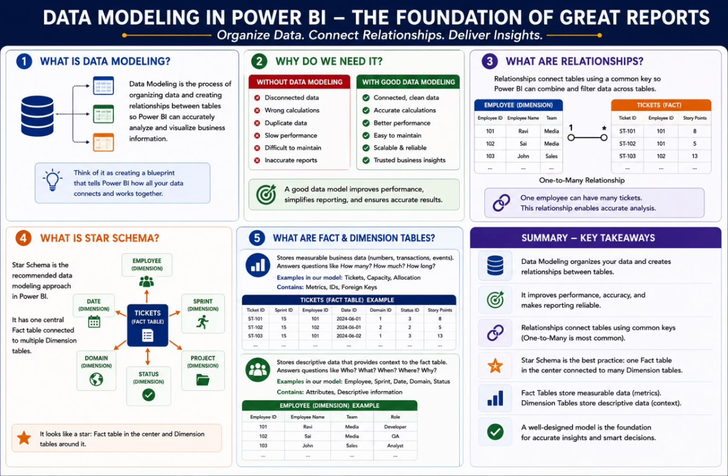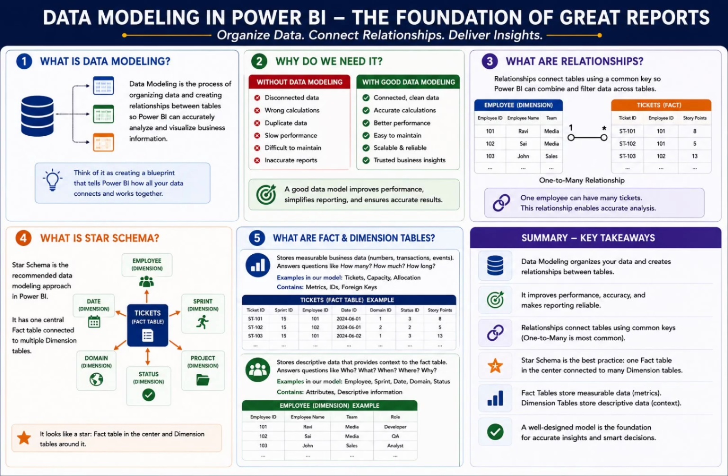Suppose we have two tables, one is the employee table, another one is the tickets table. Let's say in the employee table we have employee ID and employee names, and in the tickets table we have tickets, employee ID and story points. Let's notice something. Employee ID exists in both the tables. There's a common column. That becomes the relationship. Employee ID, tickets, employee. Now Power BI understands that Ravi in one of the tables has completed these many story points. Without a relationship, Power BI treats them as completely separate tables.